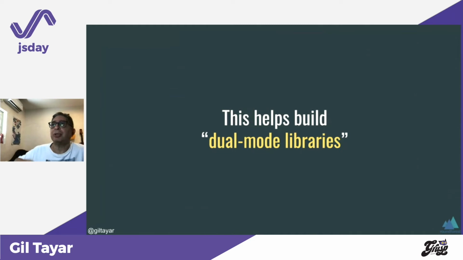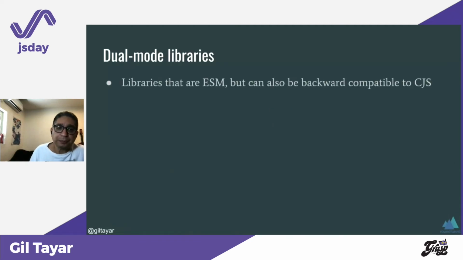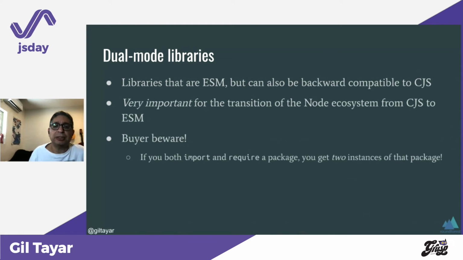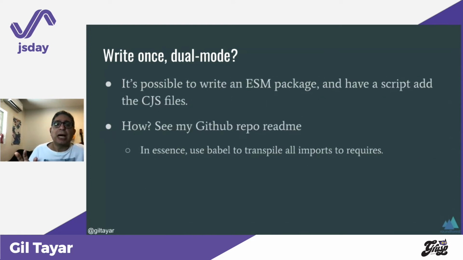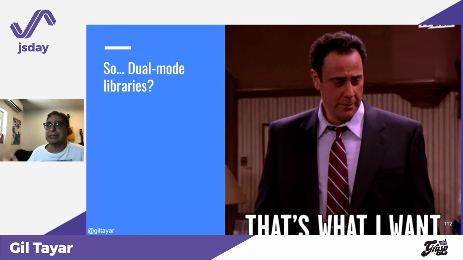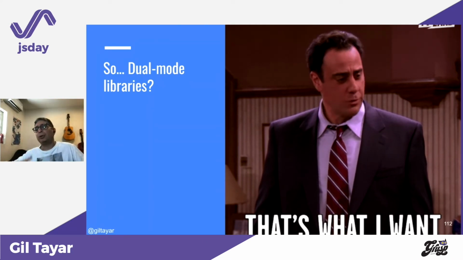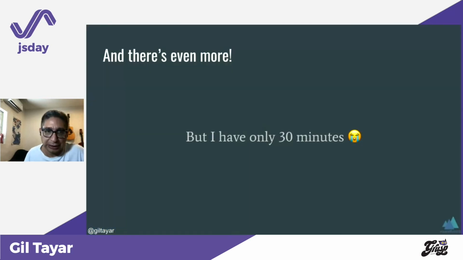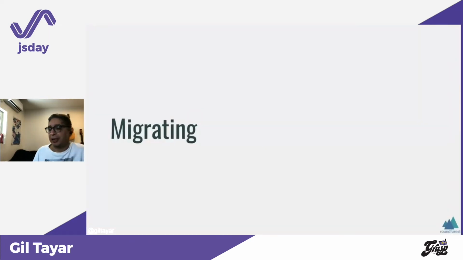And I've seen many libraries that are dual mode. What's the latest that I've seen? Zod. Zod is dual mode. I think Yargs is also dual mode. More and more libraries are becoming dual mode libraries to support both CJS and ESM. So I'll skip that. Dual mode libraries are great for migrating the NPM ecosystem from CJS to ESM. And there's even more, but I have only 30 minutes, so I'll stop here, though we still have more to talk about. Let's talk about migrating, because we want to migrate.